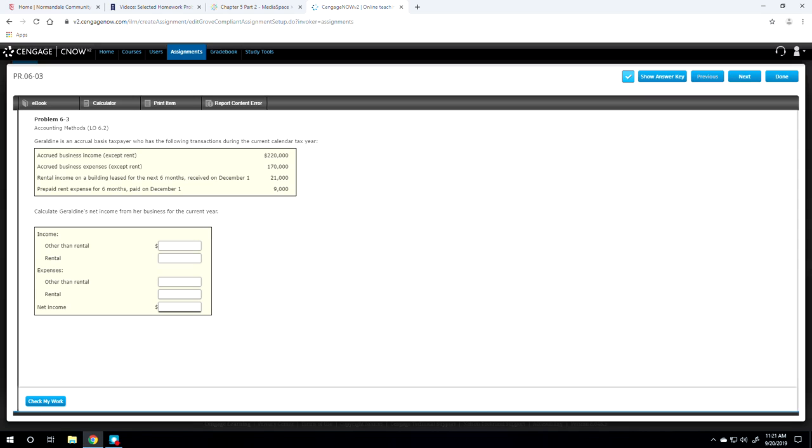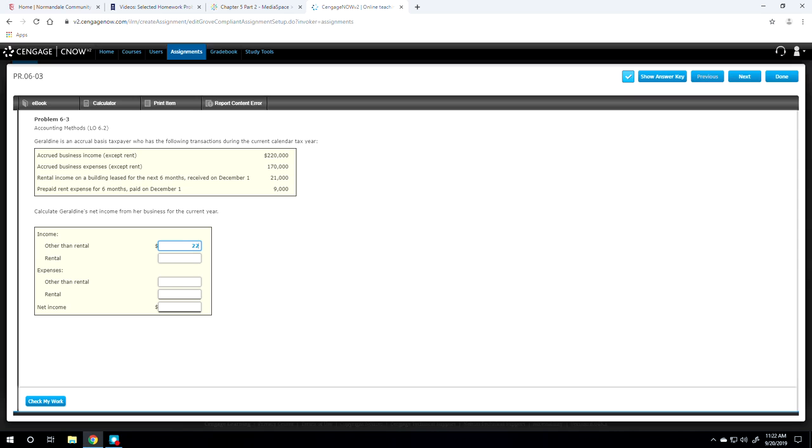Seems really straightforward. There's just one item on here I think that could easily trick us up. So let's look at it and figure out her net income. First, let's plug in the income other than rental, which is given right here, her accrued business income, which means that this taxpayer is, again, an accrual basis taxpayer. Accrual basis was the method of accounting that you learned in financial accounting, different than cash basis accounting, obviously.